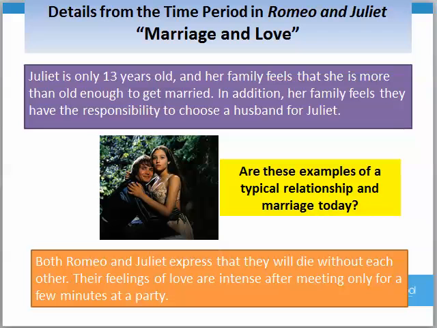And also from the time period, we look at marriage and love. Juliet is only 13 years old, and her family feels that she is more than old enough to get married. So in addition, her family feels they have the responsibility to choose a husband for Juliet. And so below, both Romeo and Juliet express that they will die without each other. Their feelings of love are intense after meeting for only a few minutes at a party. So looking at both of these examples, are these examples of a typical relationship in marriage today?